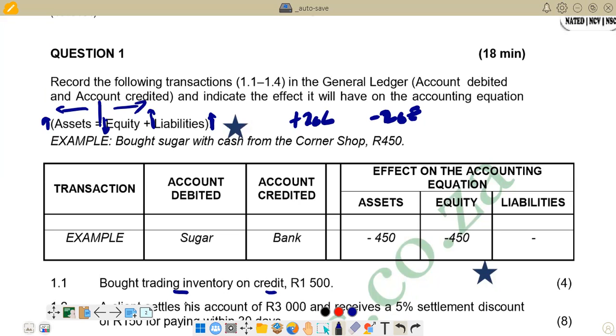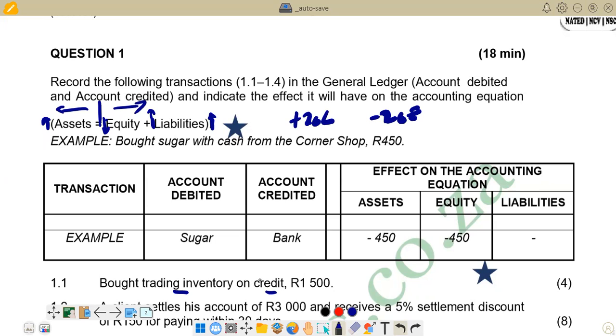You'll see that trading inventory is an asset, so it's obviously debited. When you're receiving an asset, we debit. So trading inventory is going to be debited, and then we credit the creditors account or the trade payables account.